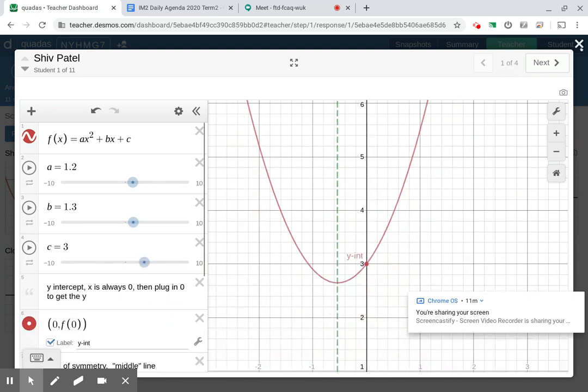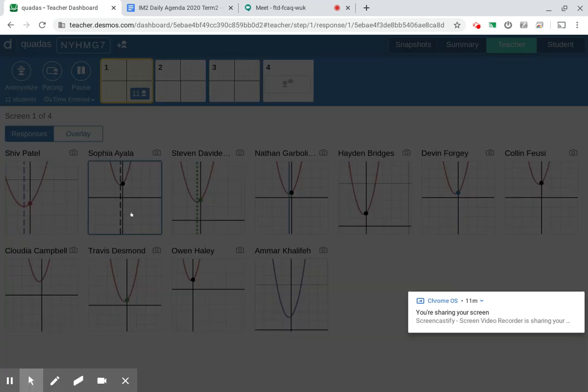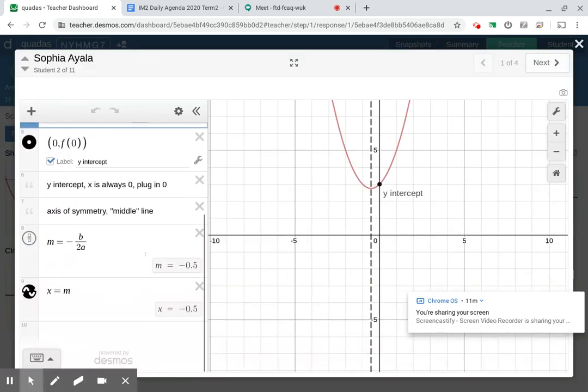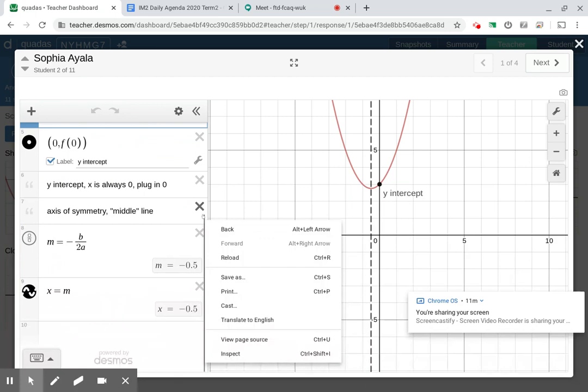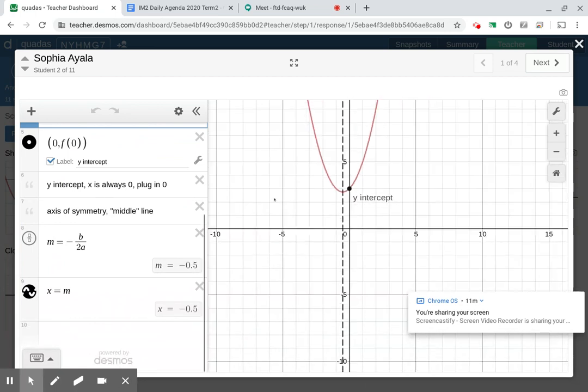Okay. Let me see if I got everybody here. Okay, good job. Okay. So m is the middle, right? That's why I call it m, just for fun. I could call it anything, but the line x equals m will make a vertical line.